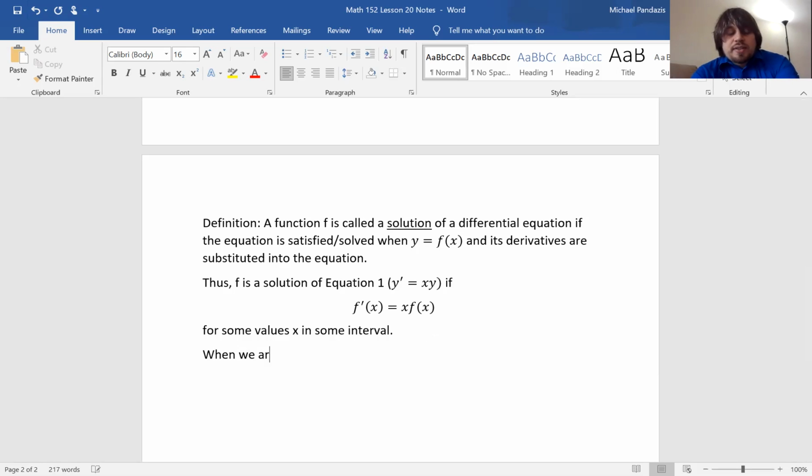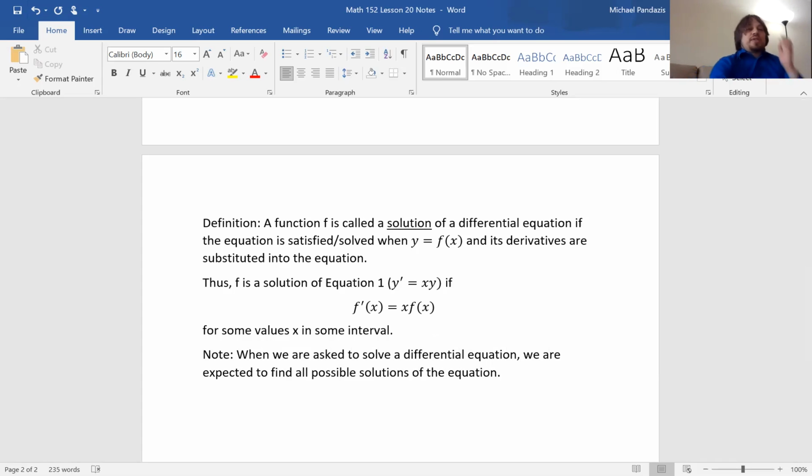So when we are asked, this is a note, when we are asked to solve a differential equation, we are expected to find not just one solution, not just one function that satisfies the differential equation, but we are expected to find all possible solutions of the equation. And these solutions are not numbers, they're functions. So we're expected to find all possible functions that you can plug into the differential equation and have it hold true.